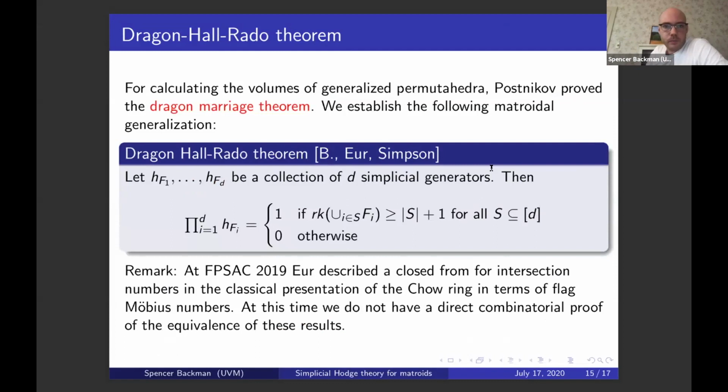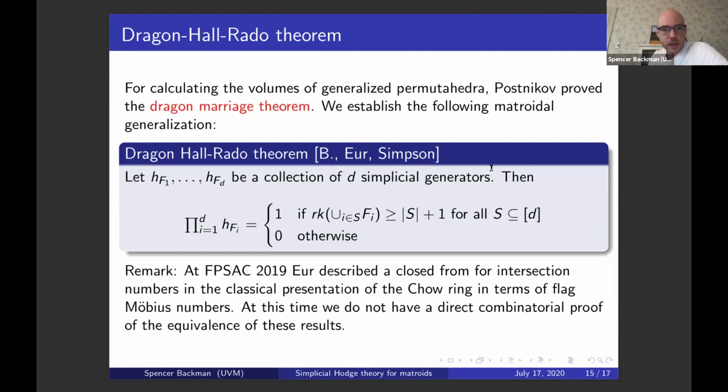Okay, so I mentioned that Postnikov had this theory about Minkowski sums of standard simplices as forming a special cone inside of the cone of generalized permutohedra. But he really did a lot more than that. He proved a bunch of really interesting things about this cone. In particular, he used this cone to calculate the volumes of arbitrary generalized permutohedra. And the result that he introduced there for doing this was what's called the dragon marriage theorem.